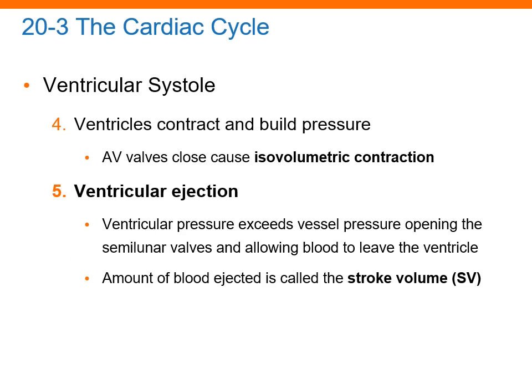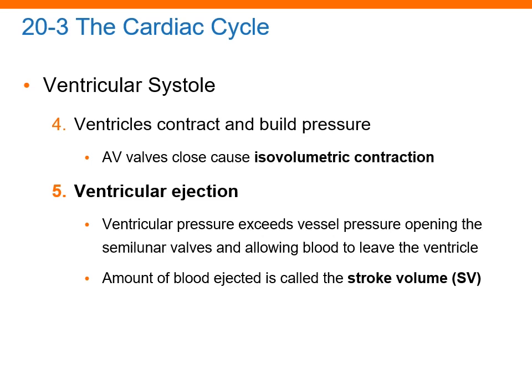So in ventricular systole, the ventricles contract and build pressure. The AV valves close. Remember, that starts with the isovolumetric contraction, and then it quickly will open up the aortic and pulmonic valves, or those semilunar valves, to move blood out. And that's called ventricular ejection. That's when the ventricular pressure exceeds the major artery pressure, opening those semilunar valves, allowing blood to leave the ventricle.